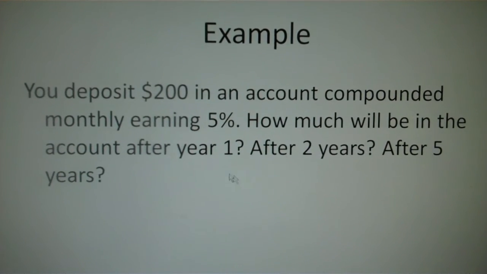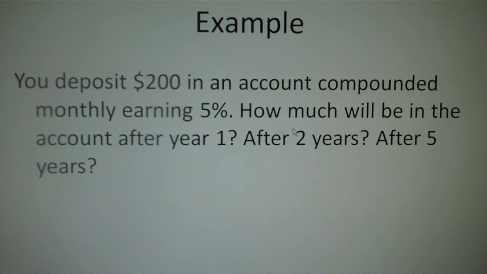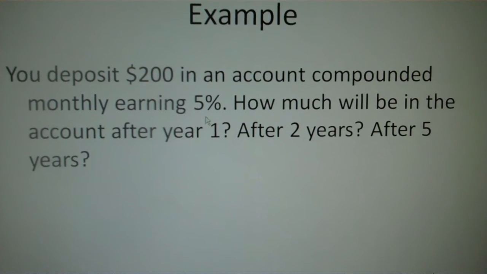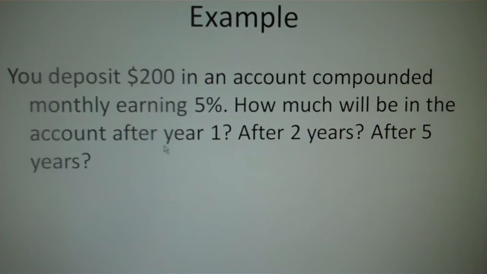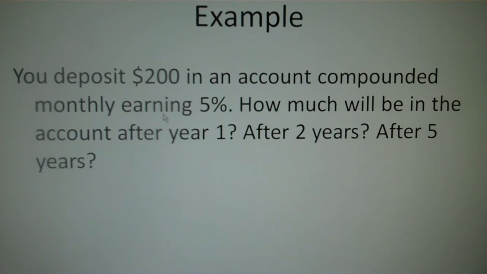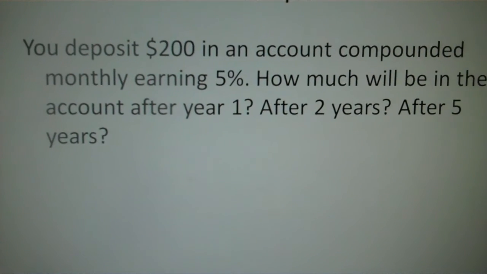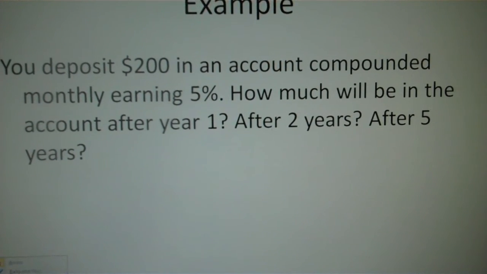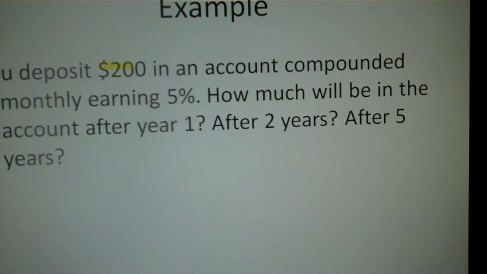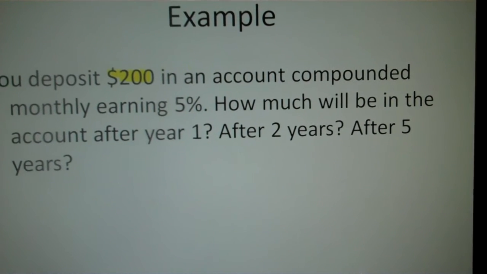Here's another example. You deposit $200 in an account compounded monthly, earning 5% interest. How much will be in the account after 1 year, after 2 years, after 5 years? Let's go through and highlight our important information. You have $200 starting out.